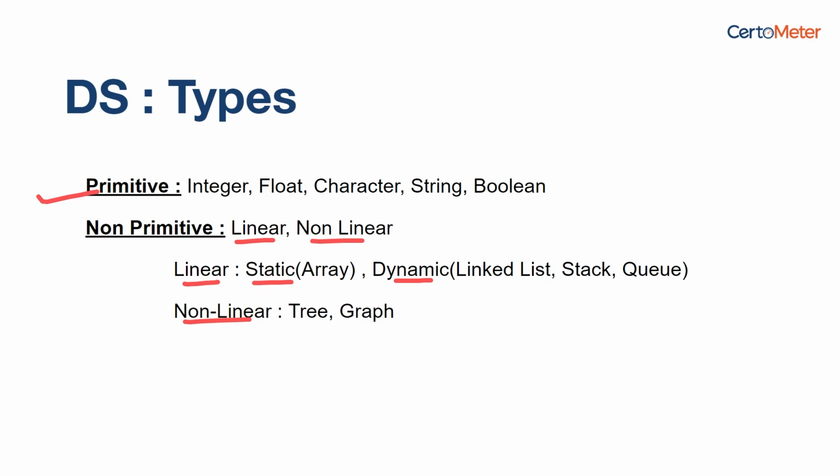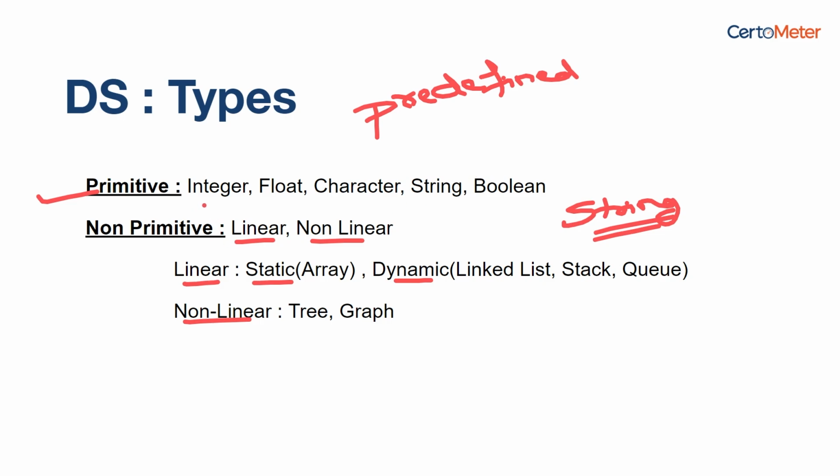When we talk about the primitive data types in Java, generally they are predefined in nature. They are built into the language itself, while the non-primitive data types are created by the programmer except string. String is an exception, which is present inbuilt. But if you look here, integer, float, character, string, boolean, all of them are already built in the Java language.